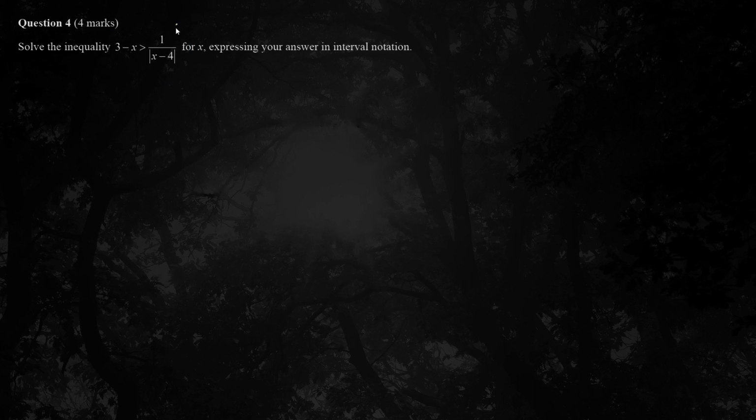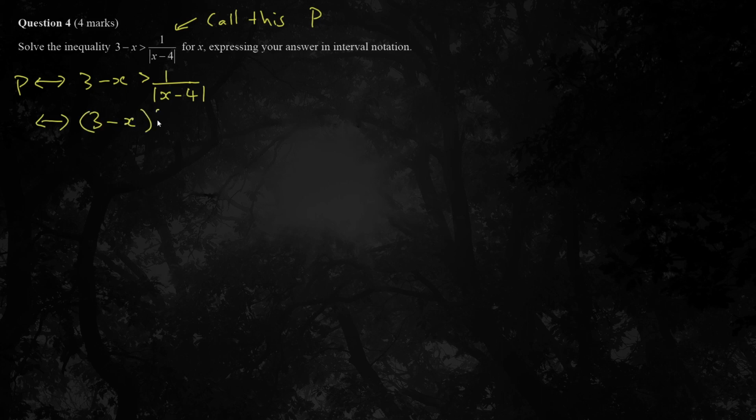So what we're gonna do is we're gonna call this whatever we want, call this P. So P is equivalent to, just for emphasis, I'll rewrite it. So 3 minus x is greater than the absolute value of x minus 4. We can rearrange that so we get 3 minus x on the left, absolute value of x minus 4 also on the left, greater than 1.